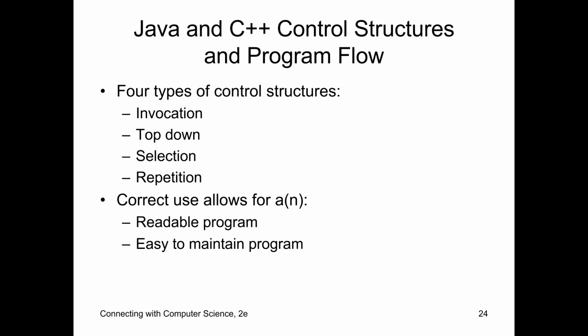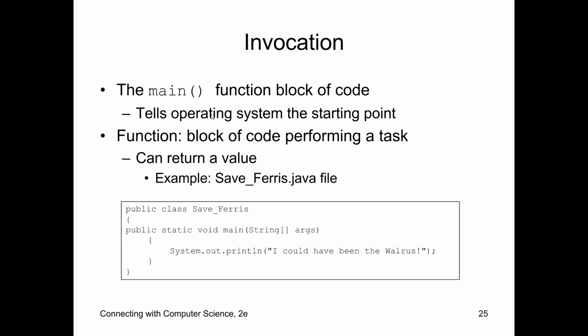So we talked about this before, our control structures: invocation, which is calling an extra method, top-down selection, and repetition. And this will allow for a readable program and an easier to maintain program, especially invocation. I want to take a minute and talk about invocation.